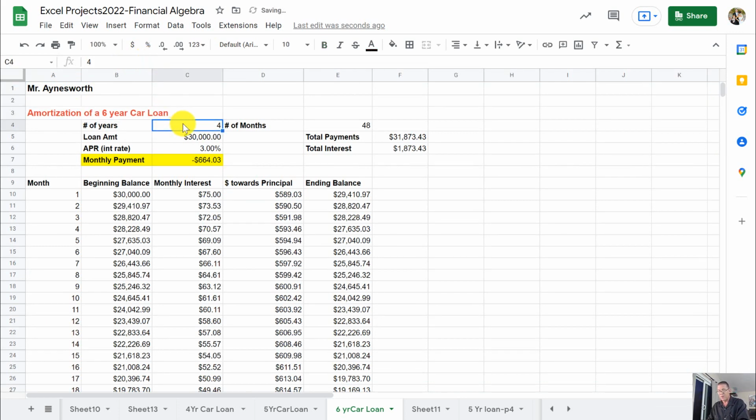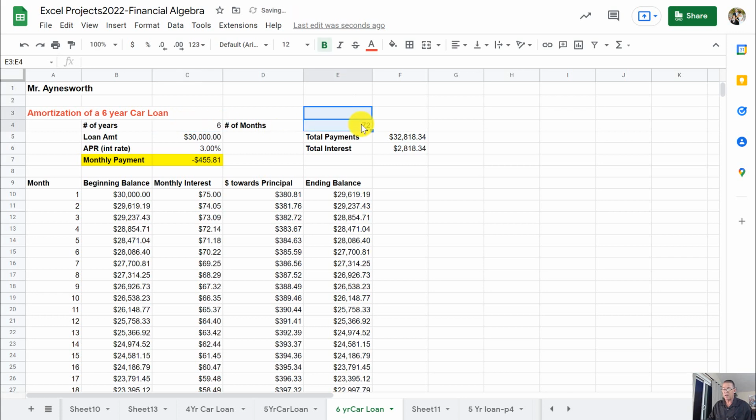Change your months or your years to 6, and notice that 6 times 12 is 72. So it changes the months, changes the monthly payment, changes the interest rate, or excuse me, not the interest rate, the total interest. So you're going to be paying less per month because the monthly payment goes down, but the total interest goes up. So you're going to be paying more for this loan because the longer the term length, the more interest you pay, but it's more affordable every month.